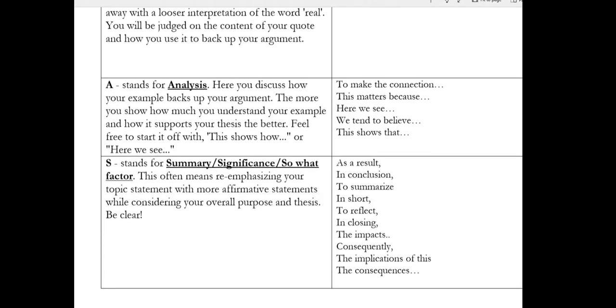Finally, you have the last two with the analysis. You can say things like, this matters, or to make this connection, or this shows that, or this illustrates, whatever it is, it's telling us and giving us that explanation of that evidence to be more clear. And then finally, of course, you have some summary significance. So what statements here that you can use as well.